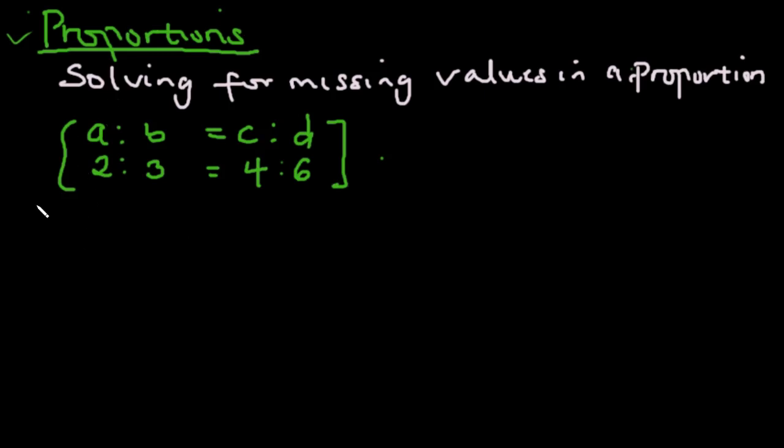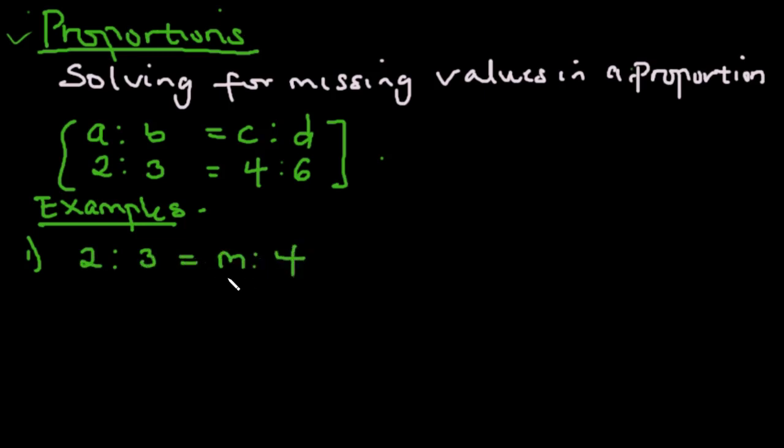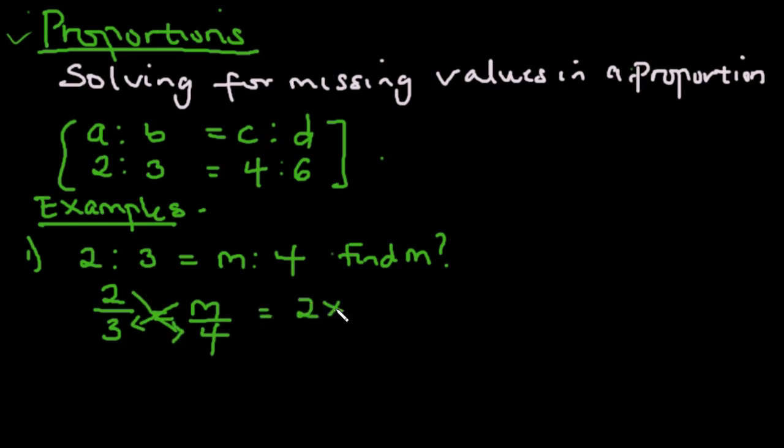So let's take examples of solving for unknown values or missing values in a proportion. The first one, we have 2 ratio 3 equals m ratio 4. Find m. So what you do is to write this in the fraction form: 2 over 3 equals m over 4. So we cross multiply, which means we have 2 multiplied by 4 equals m multiplied by 3. This will be equal to 8.